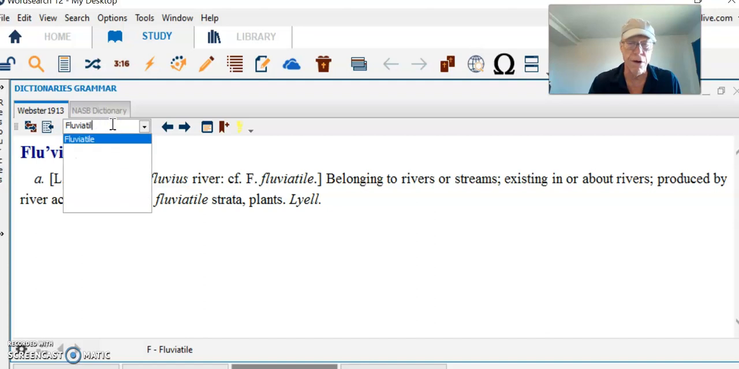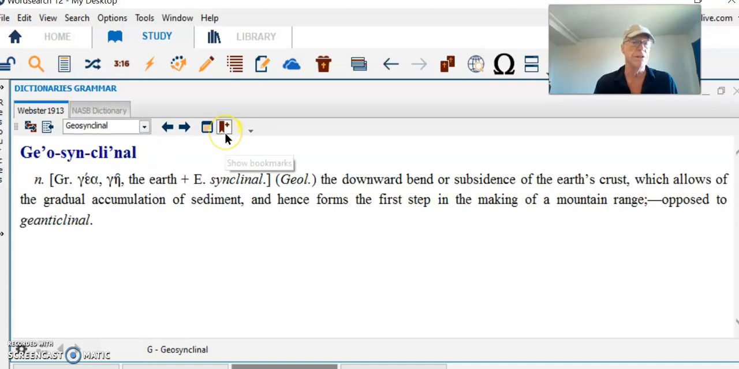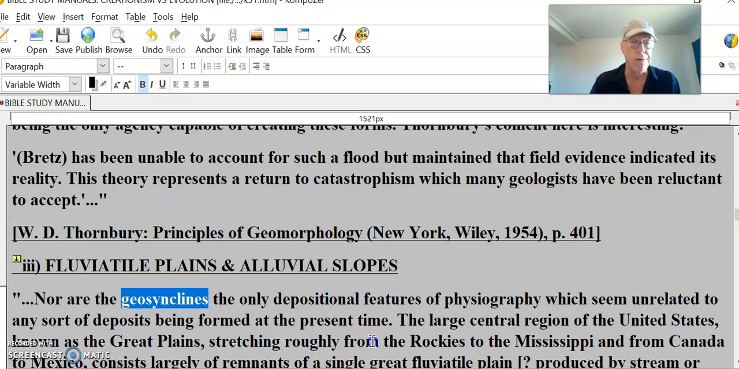Geosynclines. G-E-O-S. Syncline, synclinal. The downward bend or subsidence of the Earth's crust, which allows of the gradual accumulation of sediment and hence forms the first step in the making of a mountain range. Okay. So they project that this was a slow process.